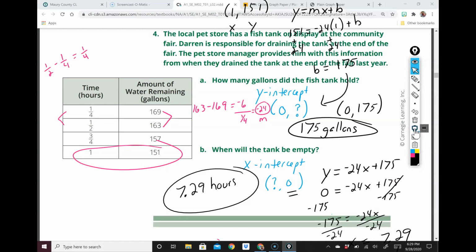And 7.29 hours, that's how long it will take when the tank will be empty. And I think they calculate that to be about 7 hours and 17.5 minutes when that fish tank will be drained.